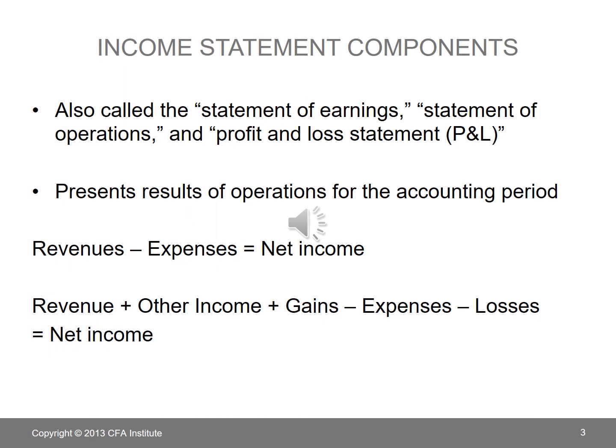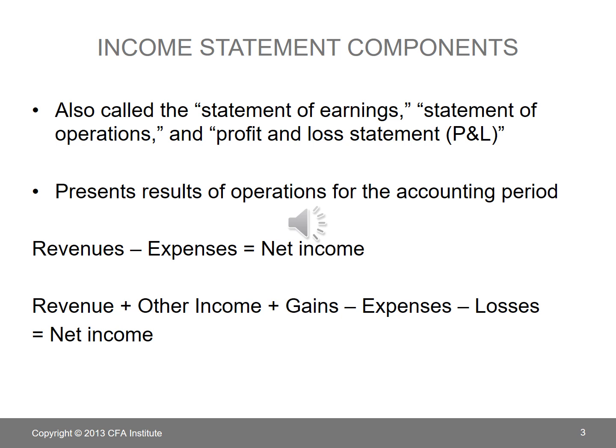Now, taking a closer look at the components of an income statement, you might remember from our previous discussions that the main 3 components of an income statement are revenues, expenses, and net income. So it is mainly built around the basic formula that you have probably studied in your accounting courses, that revenues minus expenses equals net income. Okay. The income statement is also sometimes called the statement of earnings or the statement of operations. It is also called profit and loss statement.